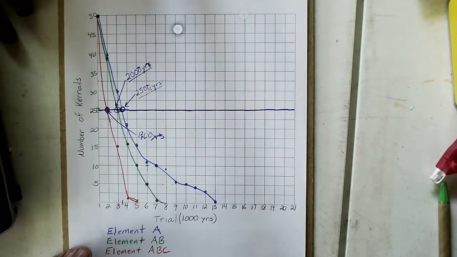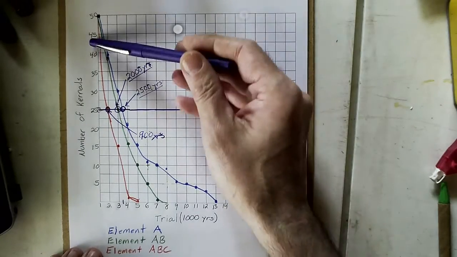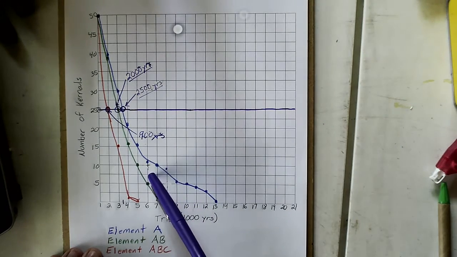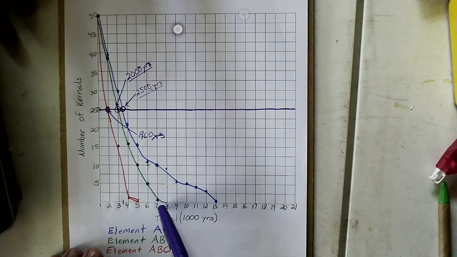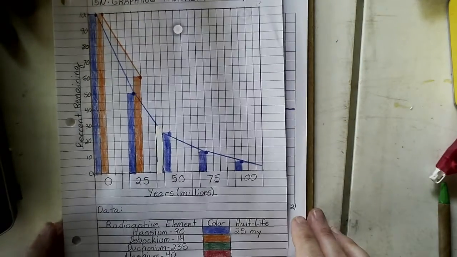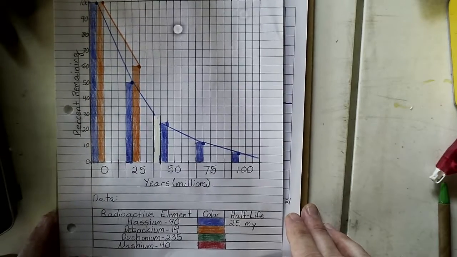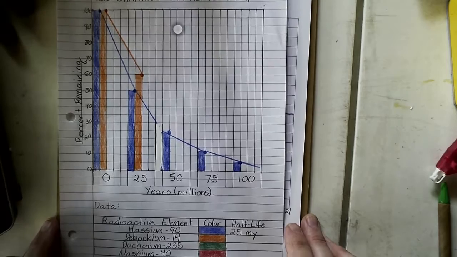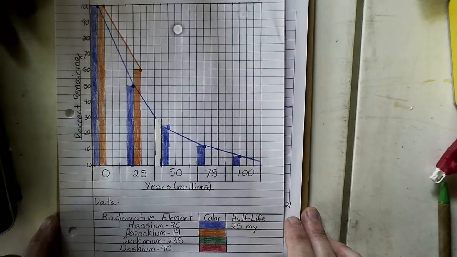Okay, and that's what your interactive notebook assignment is on. It's not nearly as complicated as this, but you are going to graph to figure out the half-life of 4 different pretend elements. Okay, so the first thing I need you to do is copy this graph down. It's ISN graphing radioactive decay. Okay, I need you to copy this graph down.